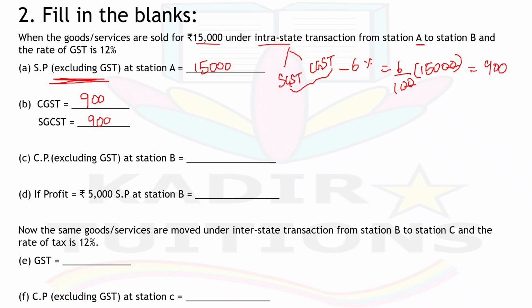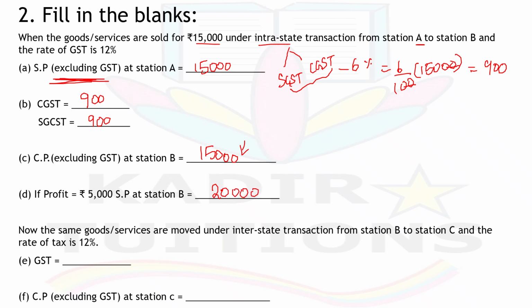Now the next question, what is the cost price excluding GST at station B? It's obviously 15,000 only, the cost price. For that amount only he would have bought it, but you should not include the GST amount. If I'm not including it, it's going to be 15,000 only. Then the D part, if the profit is 5,000, what is the selling price at station B? He bought it for 15,000, so he has to get a profit of 5,000. Then how much does he have to sell it for? It's nothing but 20,000. 15 plus 5 is 20,000.